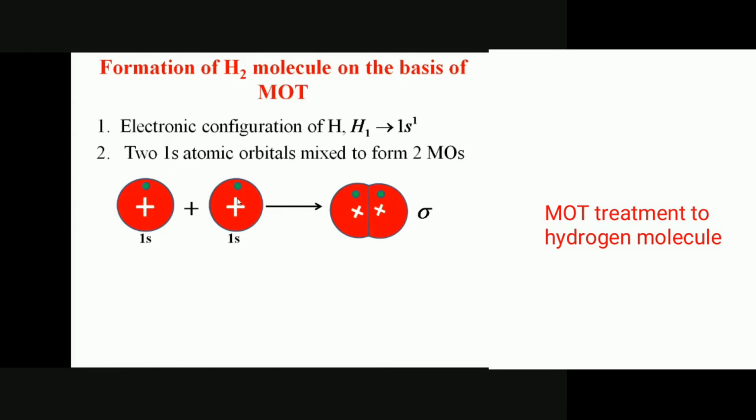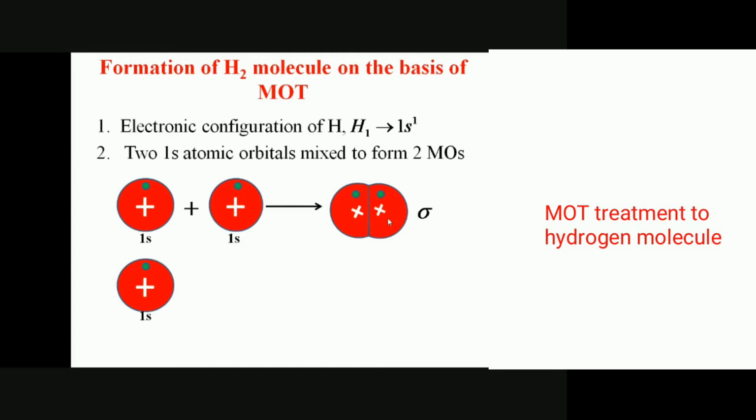And as we can see here, it can be related with the gerade and the ungerade. So this is the gerade structure, because when we start from positive to positive, it will end at the positive. So this is the symmetrical structure. So this is how the first molecular orbital forms, which is the bonding molecular orbital.